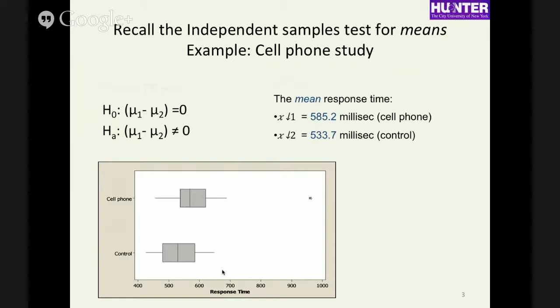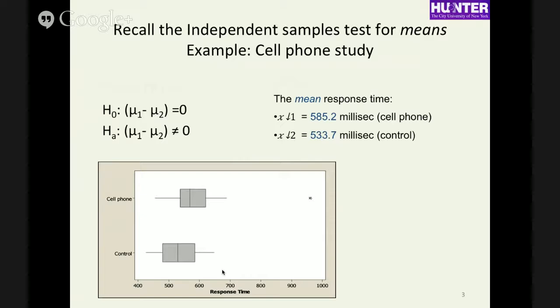And so they're different people, they're independent samples, and we wanted to compare the mean response time to a stimulus, such as something running out on the road in front of them in a simulated driving environment. And here the null hypothesis was that the mean response times of these two groups were equal, and the alternative hypothesis was just that they were not equal. And we used an independent samples t-test to do that.